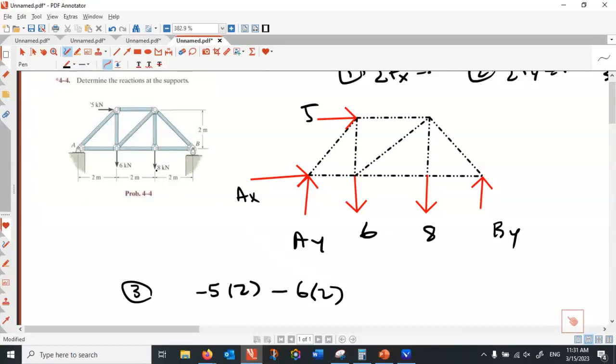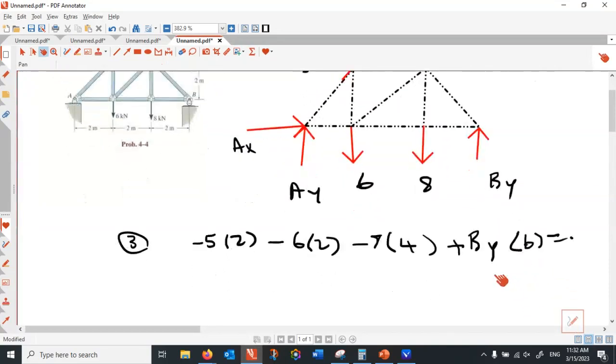And the next force is 8. Does it rotate positive or negative? Negative. And the arm of rotation? 4. And with BY, does it rotate positive or negative? Positive. BY. And arm of rotation? 6. Equal to 0.